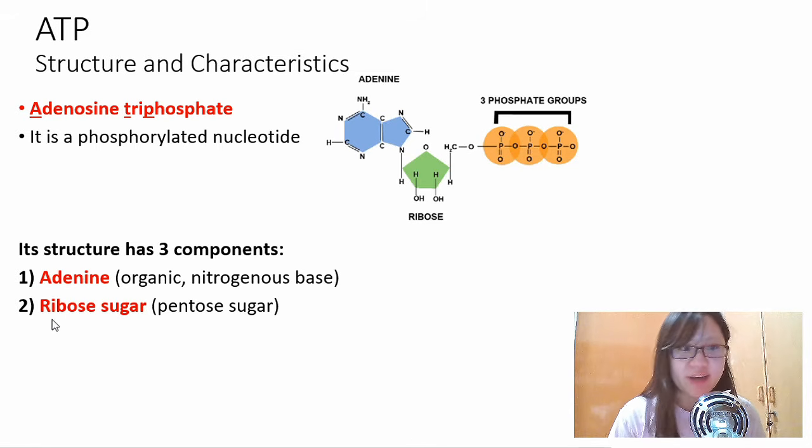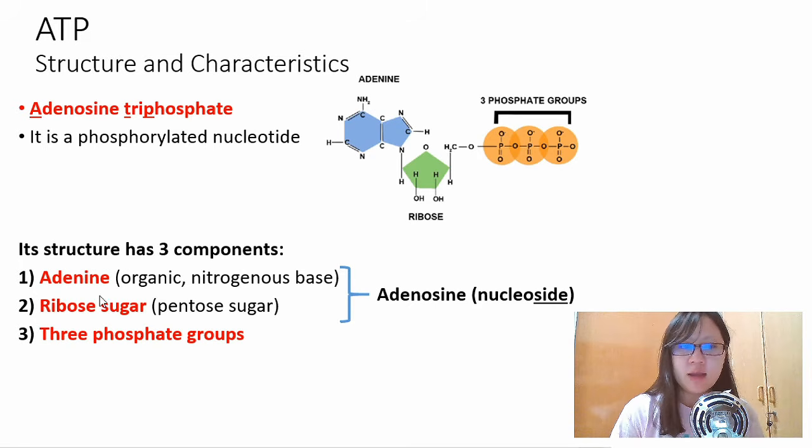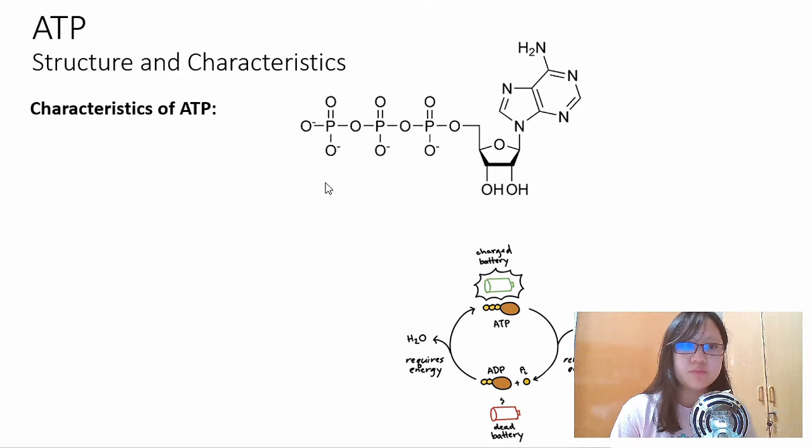But it's actually RNA nucleotide because it has a ribose sugar here, which is a pentose sugar. Right here, you can see OH here, OH here, 2 OH. That means it is ribose, not deoxyribose. And from the name, you can tell that it's triphosphate, so it has 3 phosphate groups. Now, the adenine and the ribose sugar make up something we call adenosine, which is a nucleoside. Adenosine is a nucleoside. It is just a combination of adenine and ribose sugar. Therefore, the name became adenosine, which means adenine plus ribose sugar, triphosphate, so 3 phosphate groups.